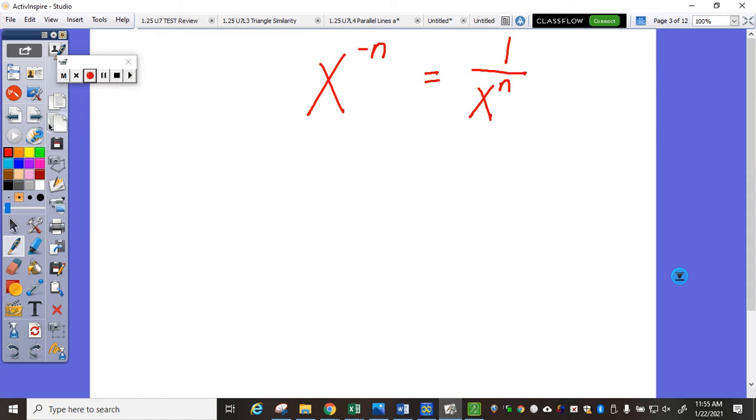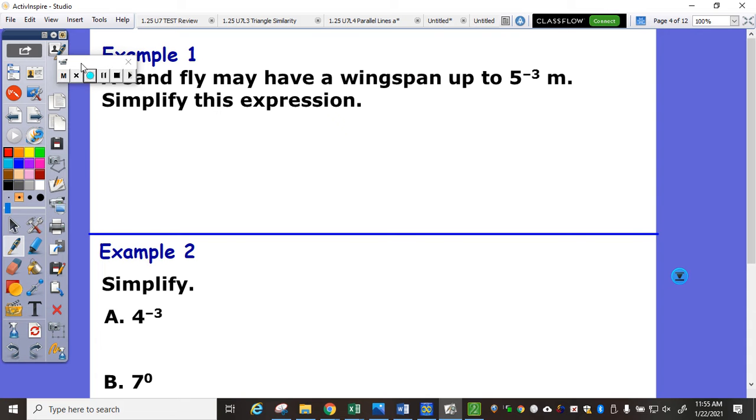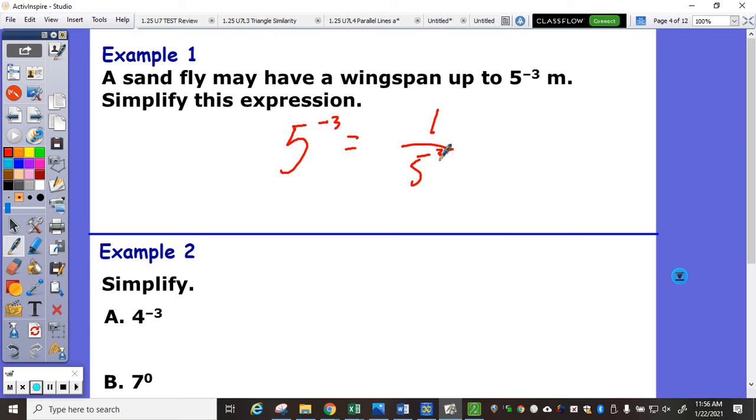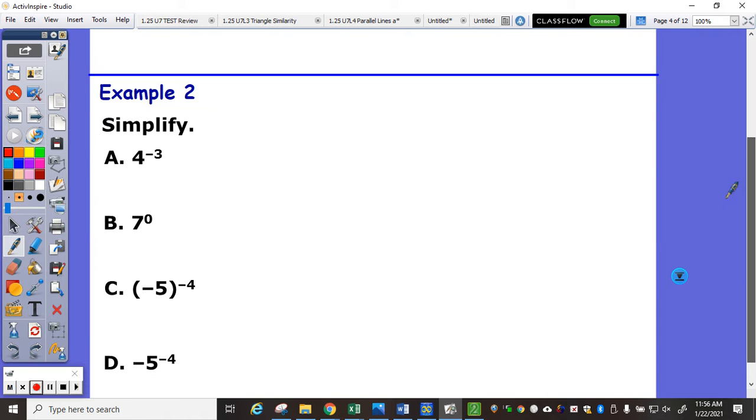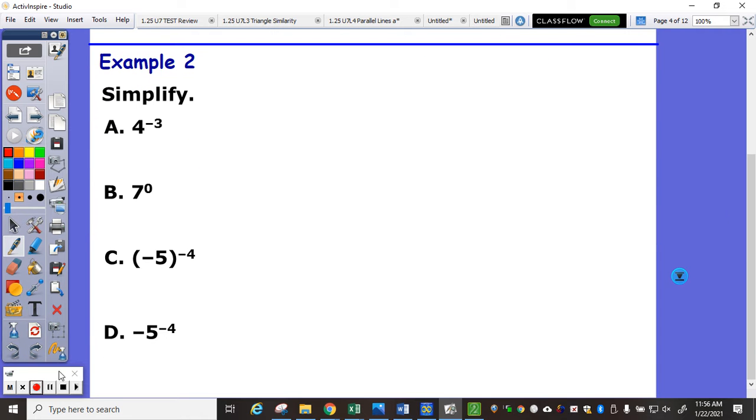So, we see here that a sandfly has a wingspan of 5 to the negative 3rd power. Evaluate this expression. So tell me, what is 5 to the negative 3rd power? It'd be 1 over 5 to the positive 3rd power, which gives me 1 over 125. All right, so you guys evaluate these.